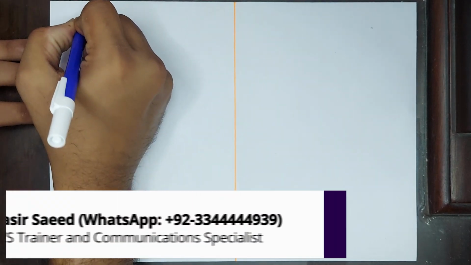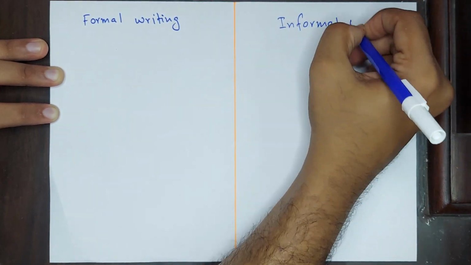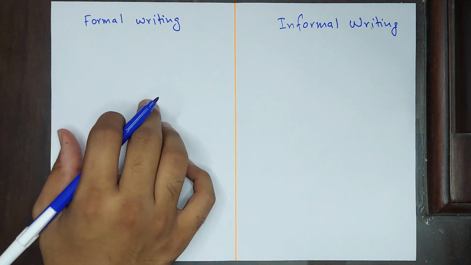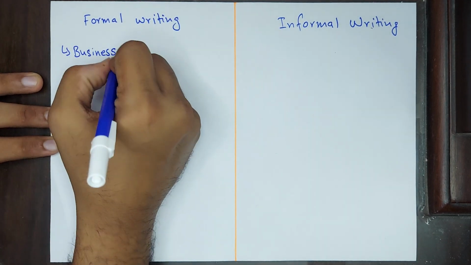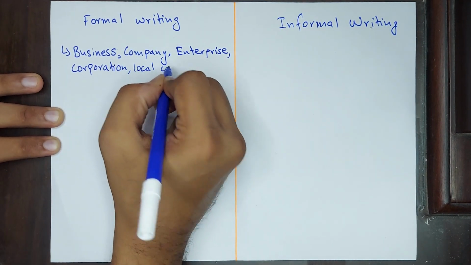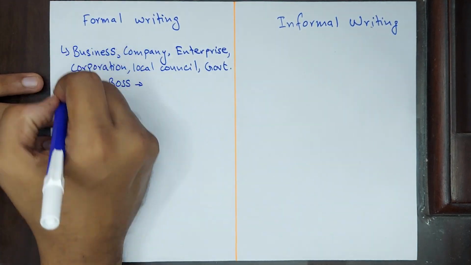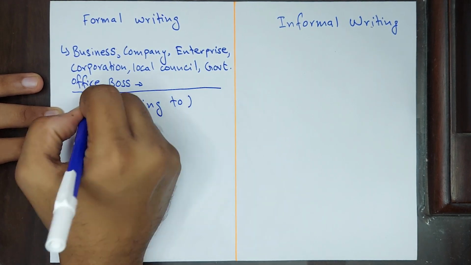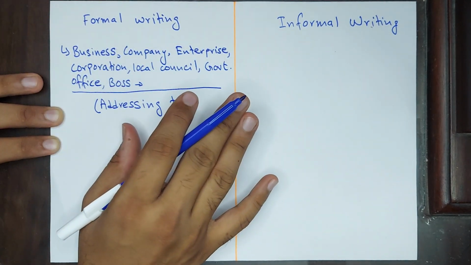So let's talk about what formal writing is, what informal writing is. Formal writing is all about being professional. Whom can you actually write to? Any business, company, enterprise, corporation, any government office, for example, any local council. This is whom you're addressing, and it comes under formal. In fact, writing to your boss is also a form of formal writing.